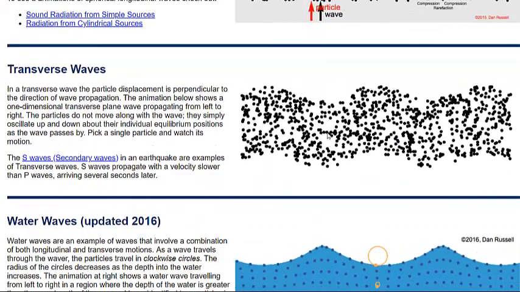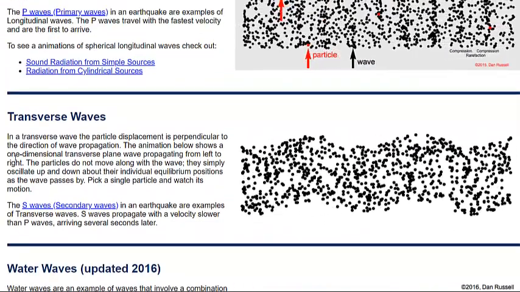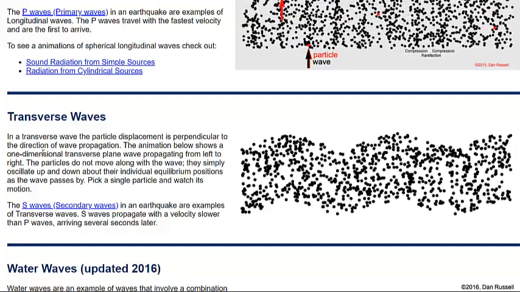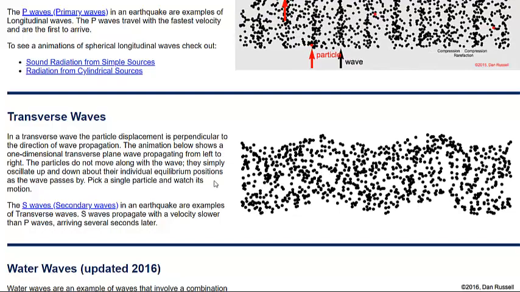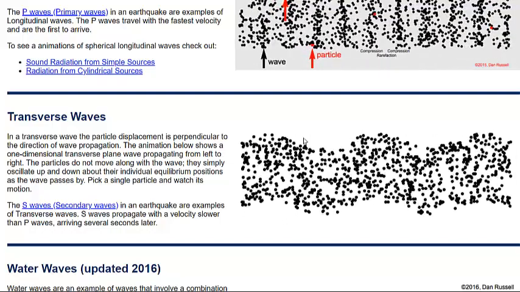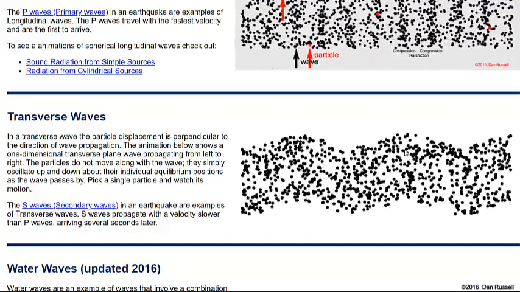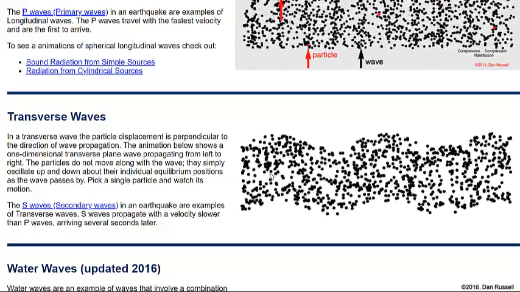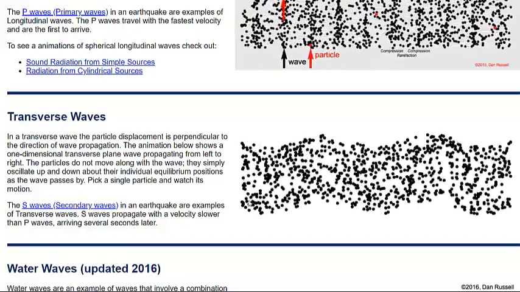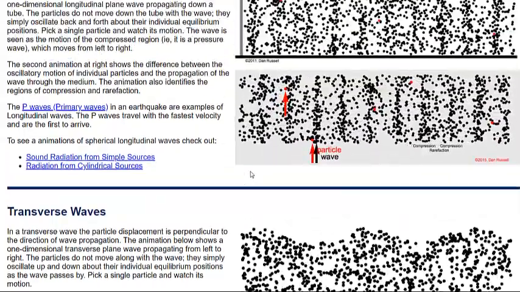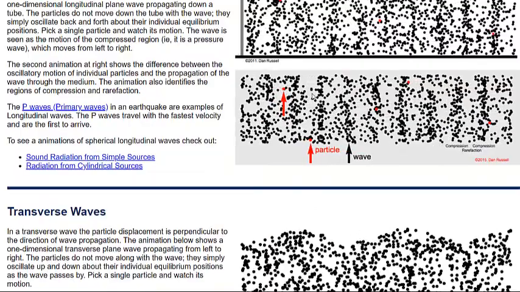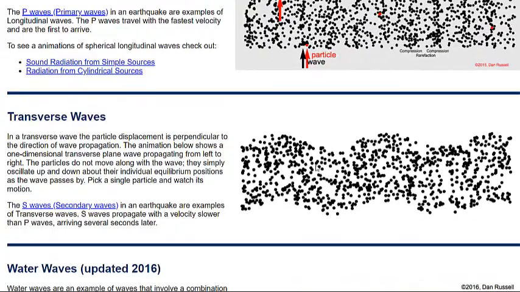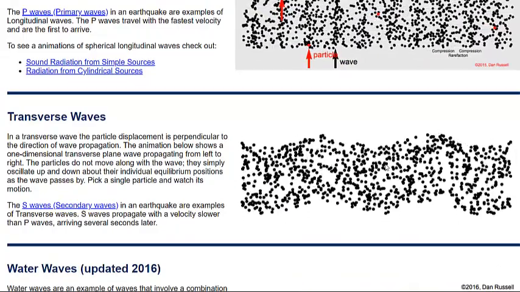So here we have transverse waves. In a transverse wave, the particle displacement is perpendicular to the direction of the wave propagation. So here you can see the wave is propagating from left to right, but the molecules are moving up and down. The molecules themselves are not propagating with the wave, they are merely moving up and down. So for longitudinal waves, the particles move left and right, and for the transverse waves, they move up and down, but the wave propagation is left and right.